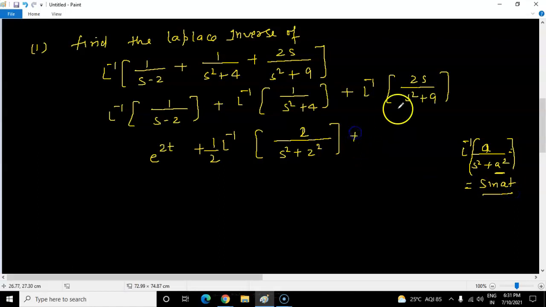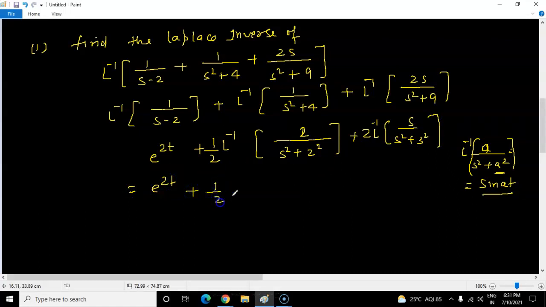Similarly here also, this 2 is a constant we can take outside, and here this is 3 squared, and this is s by s square plus a square, which is cos of 3t. So directly we can write it here s by s square plus 3 square. So e to the power of 2t as it is only.